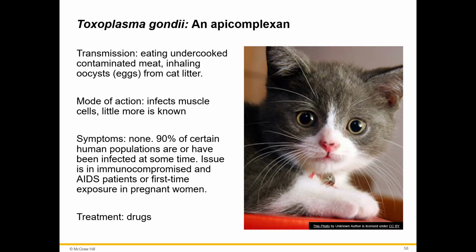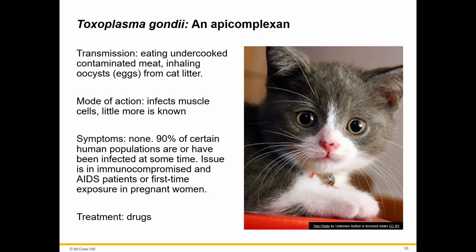So symptoms, like I said, none. 90% of certain human populations are or have been infected at some time. The issue is in immunocompromised and AIDS patients or first-time exposure in pregnant women. In immunocompromised and AIDS patients, there can be pretty large inflammatory reactions, which can cause muscle pain and weakness. Treatment would be drugs. You only take the drugs if you're having active symptoms.